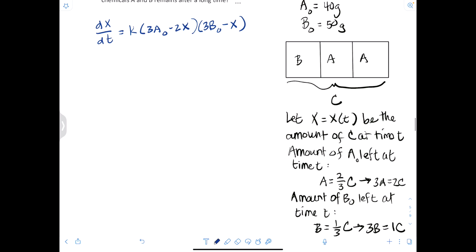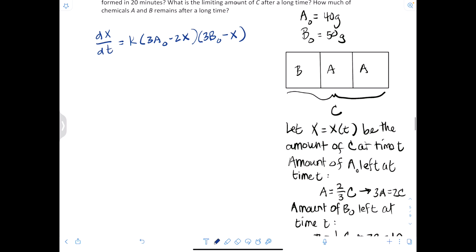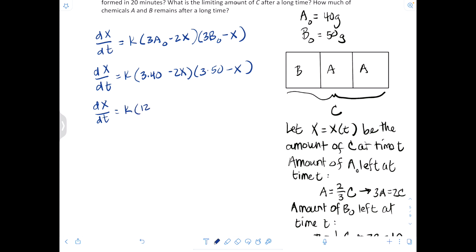So, substituting in what we have for A0 and B0, we'll have 3 times 40 minus 2x, and then times 3 times 50 minus x, which will be 120 minus 2x times 150 minus 1x. Cool so far? So it's starting to shape up a bit, right?